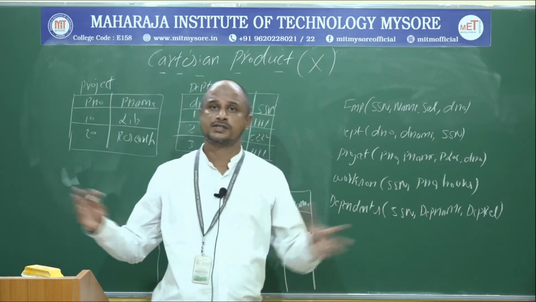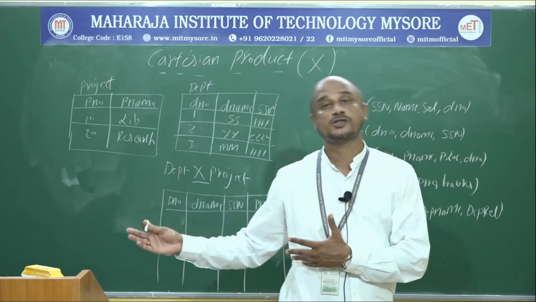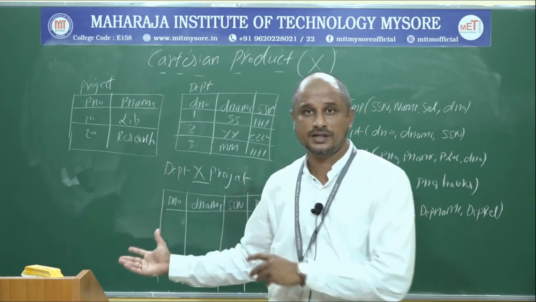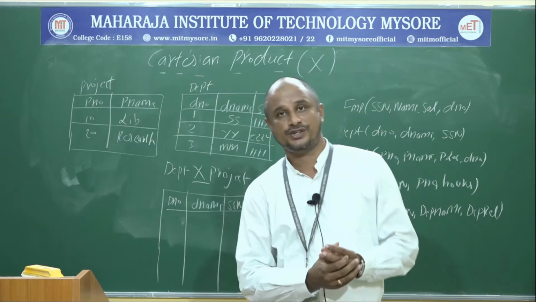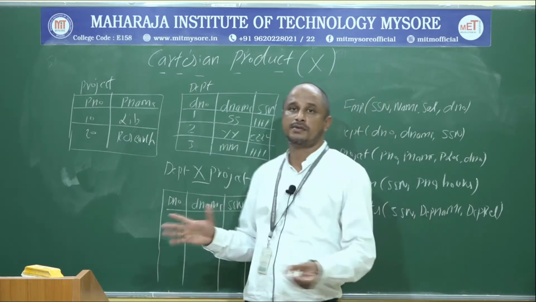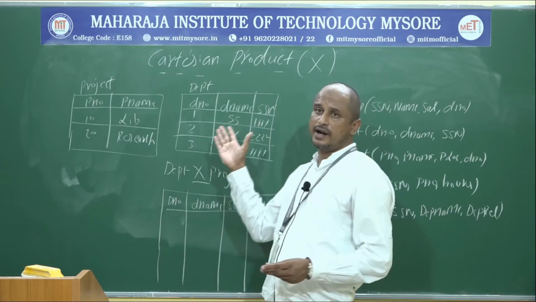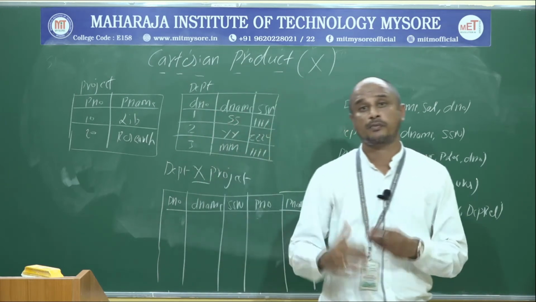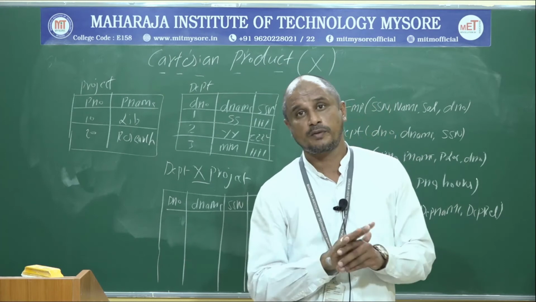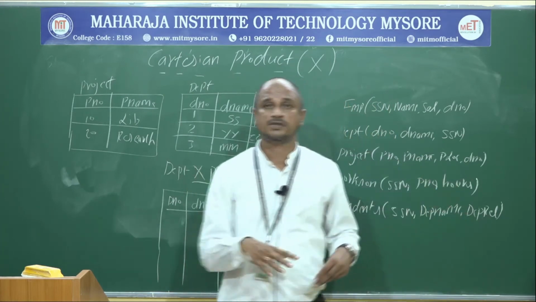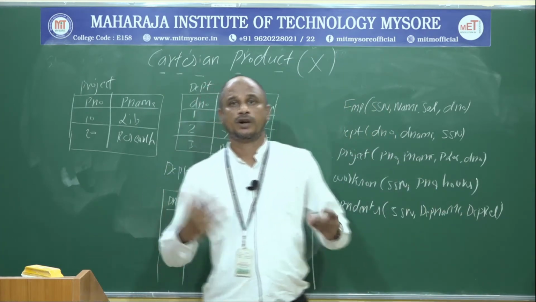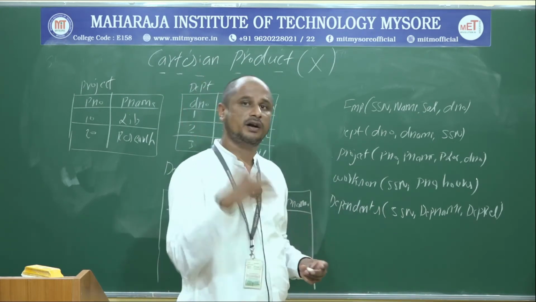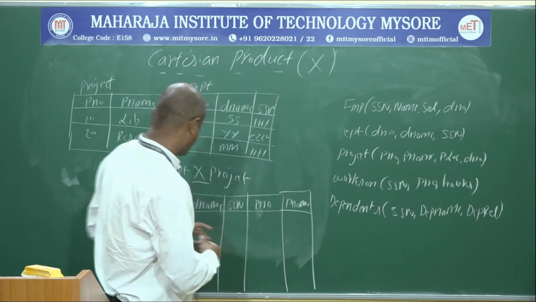Because there is no common attribute between the two tables, the department table contains department number, department name, and SSN, while the project table contains project number and project name. To join these two tables I do not have any common attribute. That's why I combine P number and P name with D number, D name, and SSN.